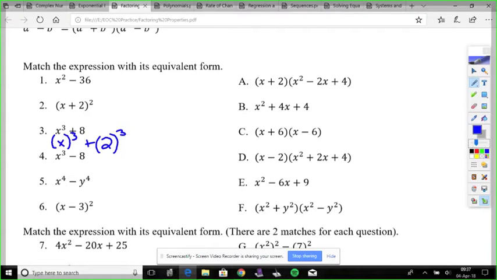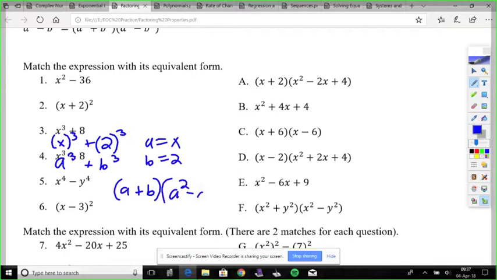So that would mean, again, if you're using the form a to the third plus b to the third, that makes a the same as x and b the same as 2. And you're looking for it to be in whatever the identity said it was equal to. The identity was, I believe, a plus b, and then a squared minus ab plus b squared. So you can plug them in and find a good match.